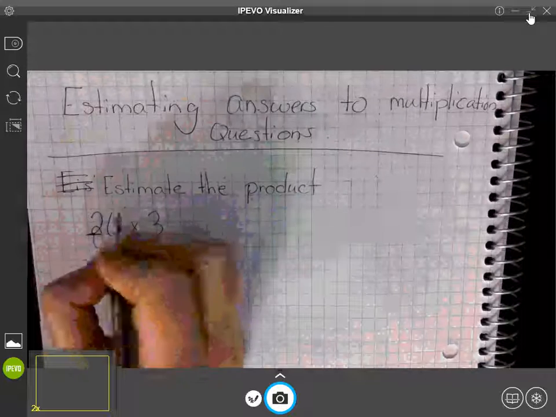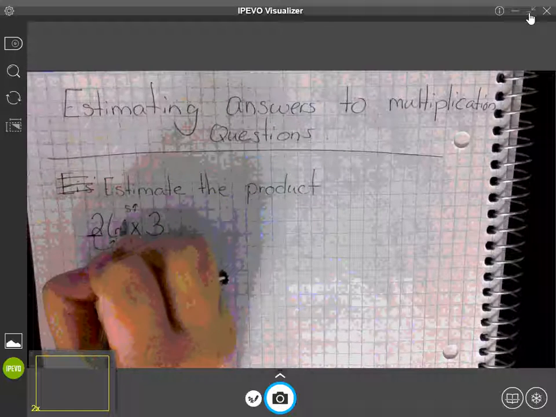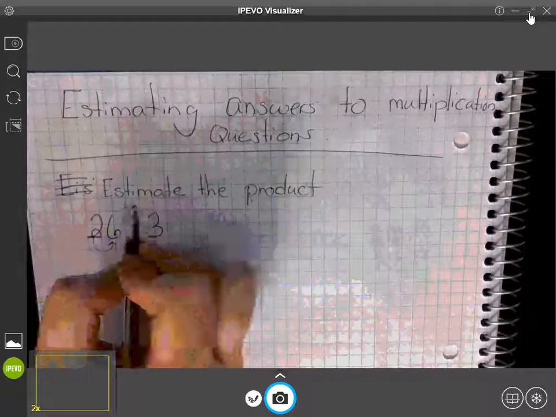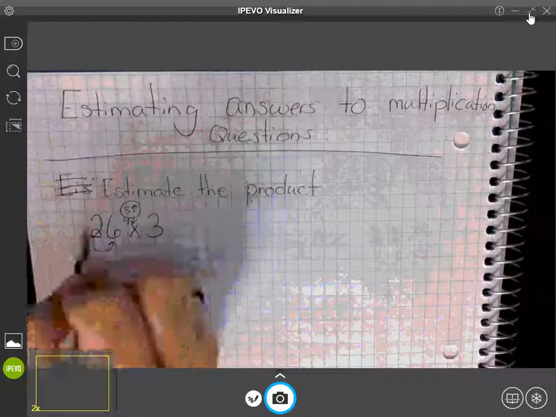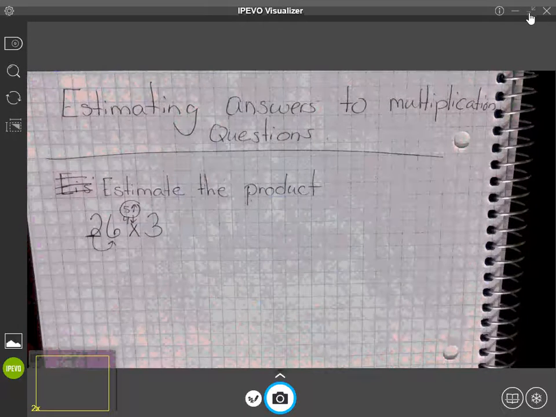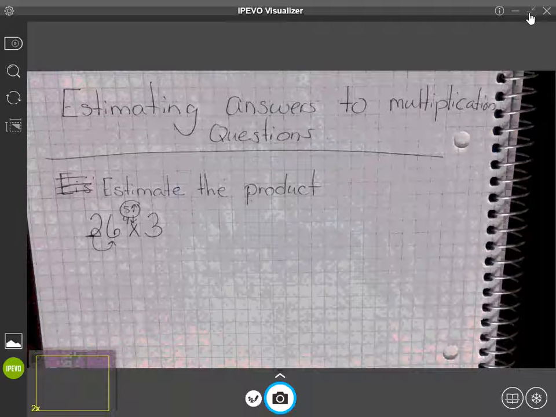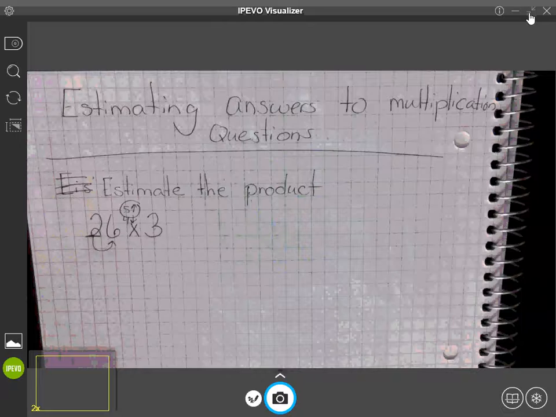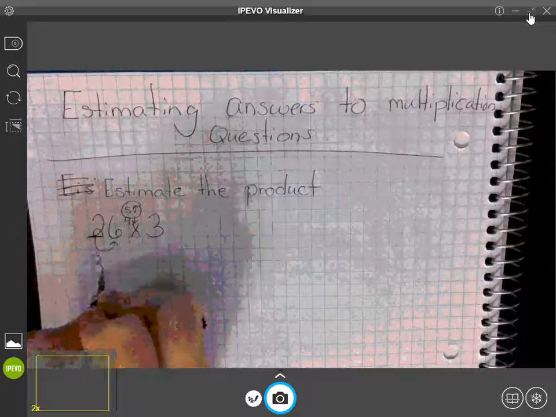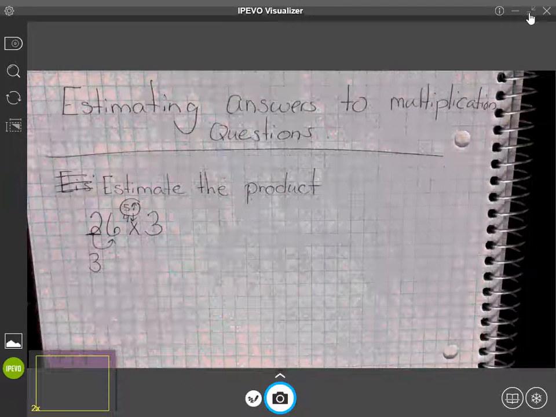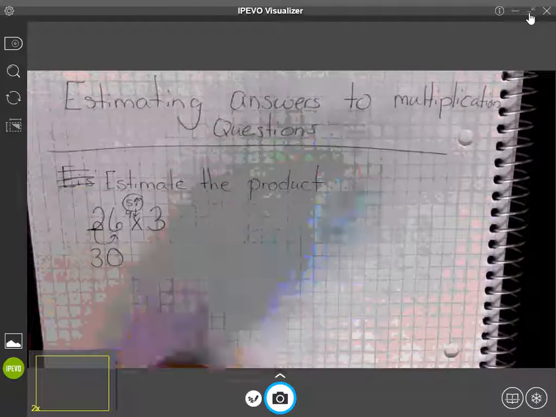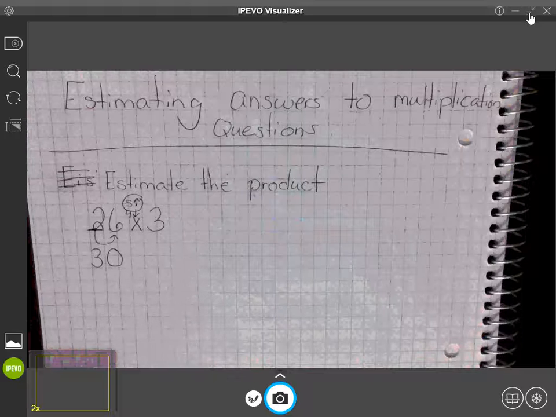That 6, is it 5 or more? Or is it 4 or less? What is it, Melody? It is 5 or more. So that 6 is going to tell that 2 to become a 3. Yeah, it's going to turn into a 3. And then everything behind the 2 is going to turn into a 0. So that 6 is going to become a 0. So that 26 rounds to 30.